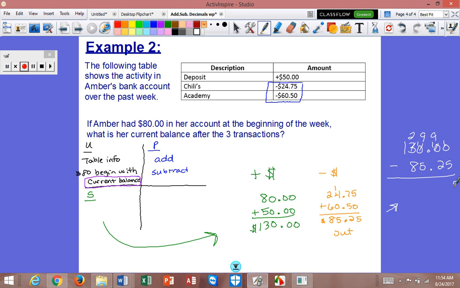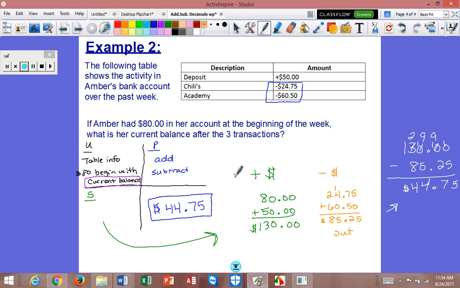10 minus 5 is 5. 9 minus 2 is 7. Carry down the decimal. 9 minus 5 is 4. And here I have 12 minus 8, which is 4. So our final answer is going to be $44.75.